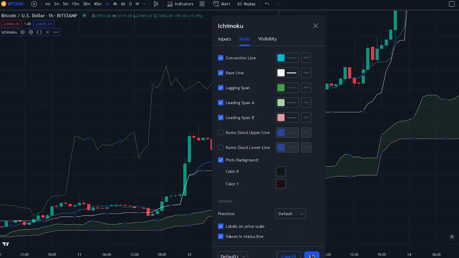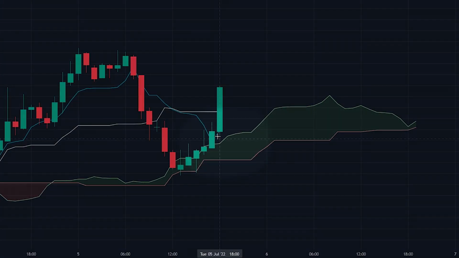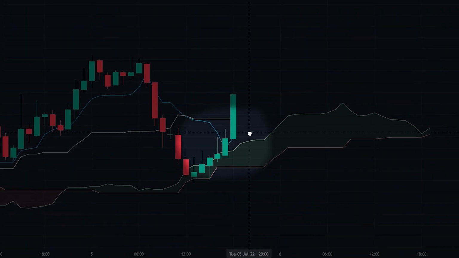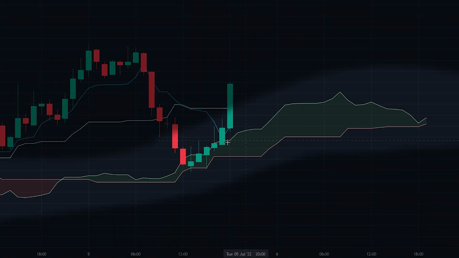Now let's take a look at when we will enter into a position. As you can see here, the price is trading above the conversion line, indicating that the short-term trend is currently bullish. We also see that the price has crossed above the baseline, indicating that the mid-term trend has switched to a bullish trend. To validate this signal, we will first take a look at the Ichimoku Cloud.